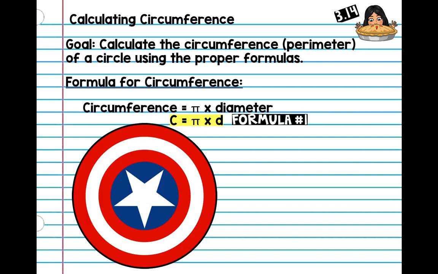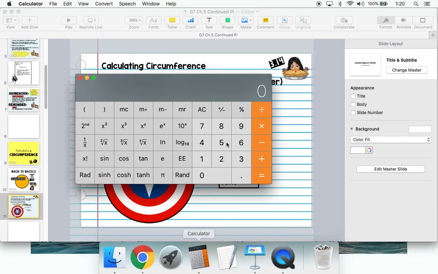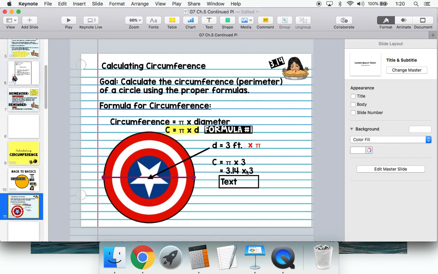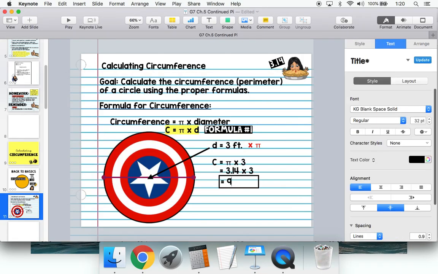So let's take Captain America's shield. If the diameter across is 3 feet, what is the circumference of his whole shield? Okay, so let's use the proper formatting. C equals pi times 3, which equals 3.14 times 3. And then you're going to grab your calculator, okay, and we're going to do 3.14 times 3, and it equals 9.42. Okay, so I'm going to equal 9.42 feet.